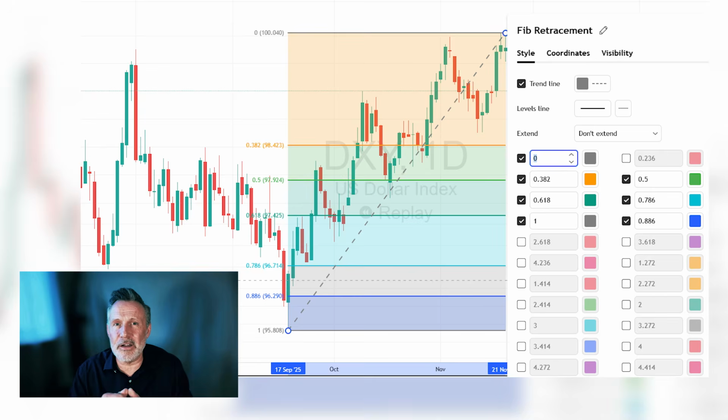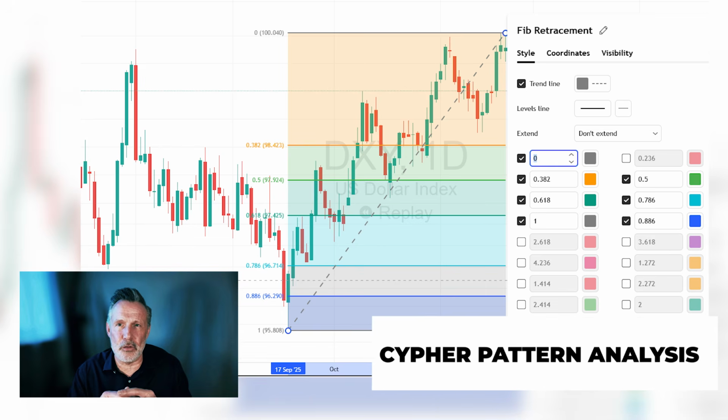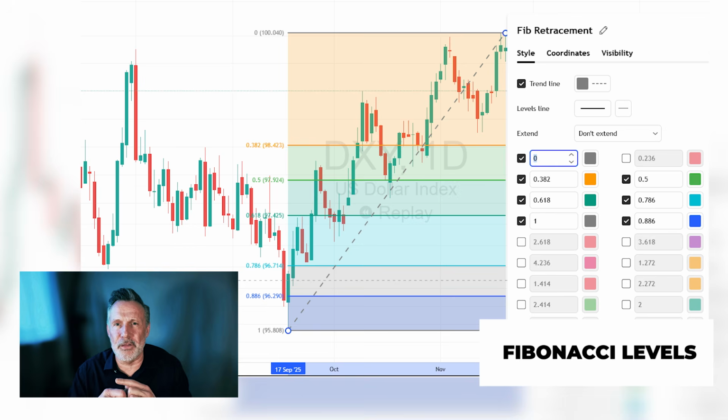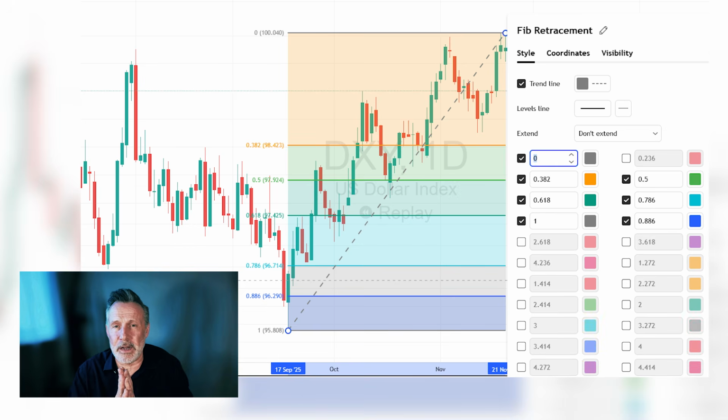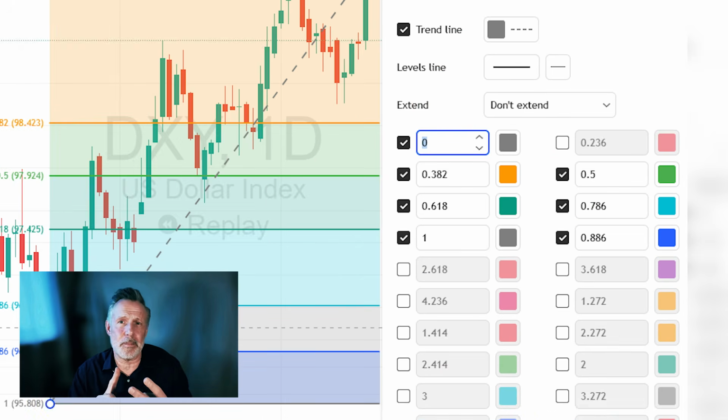There is a myth around perfect entries. Although they are sometimes hit, more often than not, institutions will look at a zone. Fibonacci confluence areas give you that zone. For inside Cypher pattern analysis, we need to use different Fibonacci levels than the standard. The Fibonacci retracement levels are 38.2%, 50%, 61.8%, 78.6%, and finally 88.6%. When we see a confluence of these levels, it will often result in a reversal in price action.